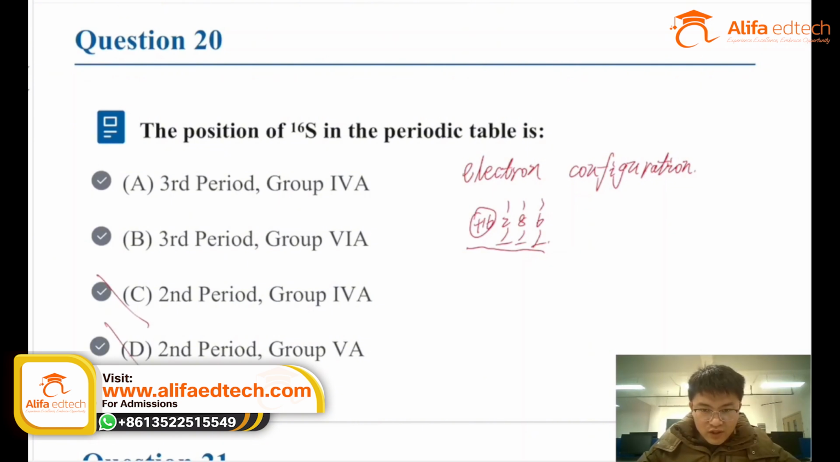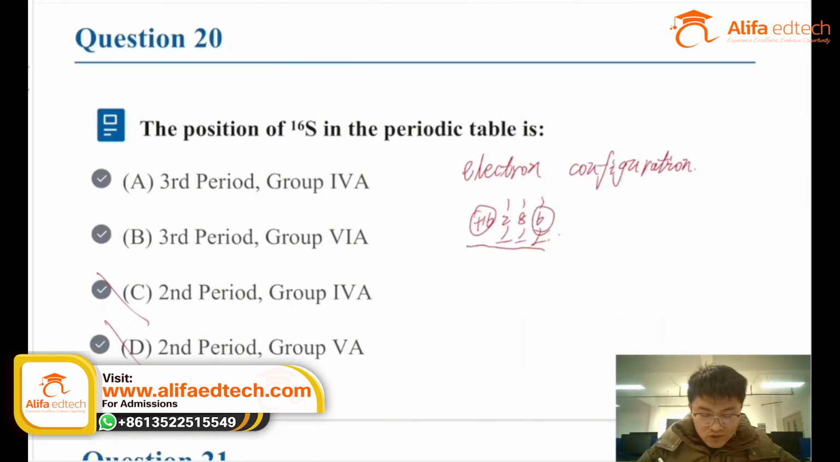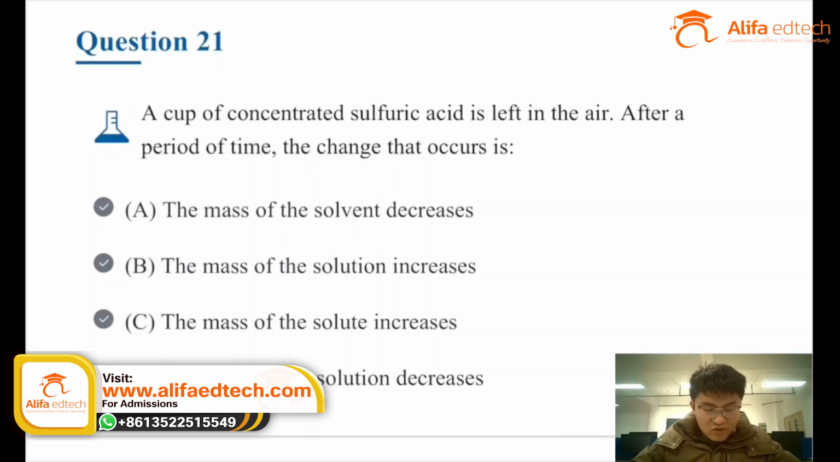Secondly, the number of outermost electrons represents which main group it is located in. The number of electrons in the outermost layer is 6, which means it is located in group VIA. To judge this question, we choose B.